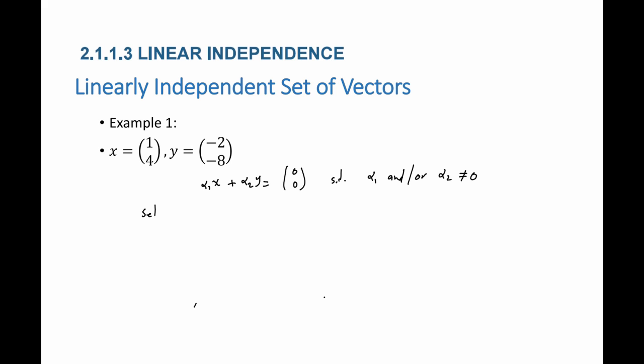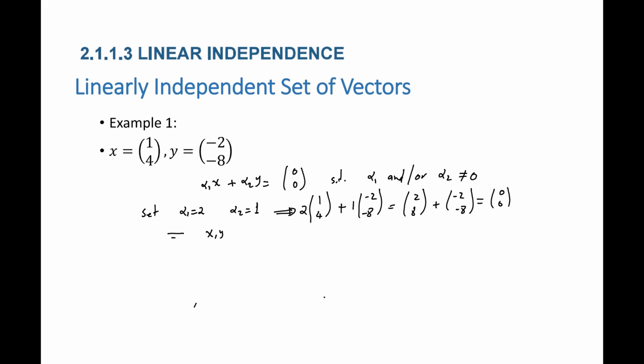Indeed. Set alpha 1 equal to 2 and alpha 2 equal to 1, and you will get 2 times (1, 4), plus 1 times (-2, -8), which is equal to (2, 8) plus (-2, -8). This gives me the 0 vector, and so we consider x and y to be linearly dependent, because they depend on each other linearly.